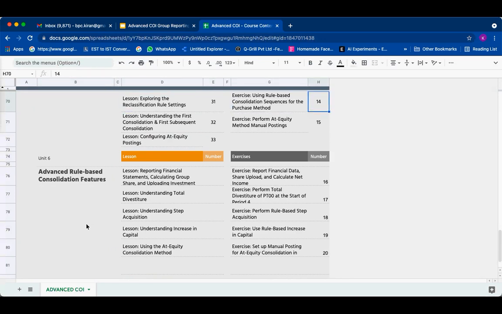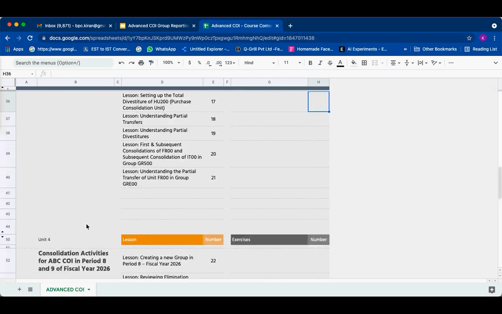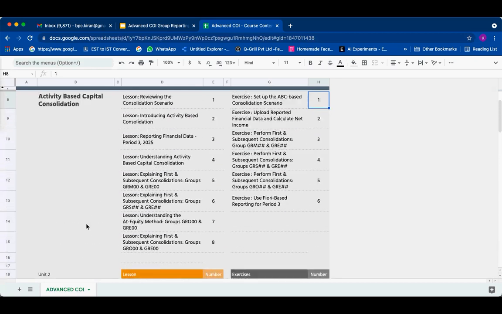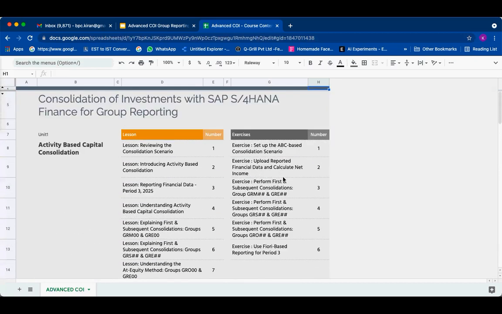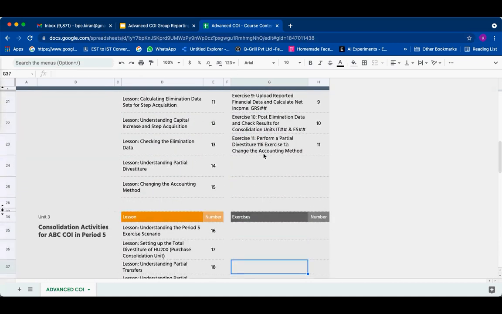Period 4 is all remaining activities for rule-based. In this, wherever possible, everything we are going to execute in the system, we are going to check the result. For every activity-based and rule-based topic, I added exercises also. So all these exercises we are going to execute.